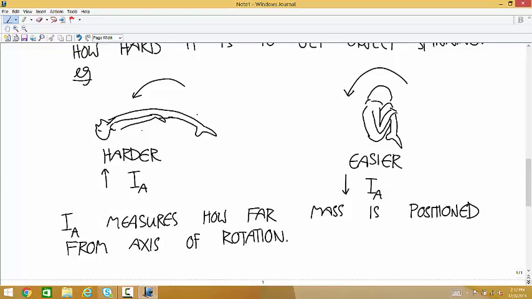And so with this one, you have mass distributed pretty far from the axis of rotation. With this one, the whole point of getting in this position is to get every bit of mass as close as possible to the center of mass, the axis of rotation. And so this is a lot easier to get spinning.